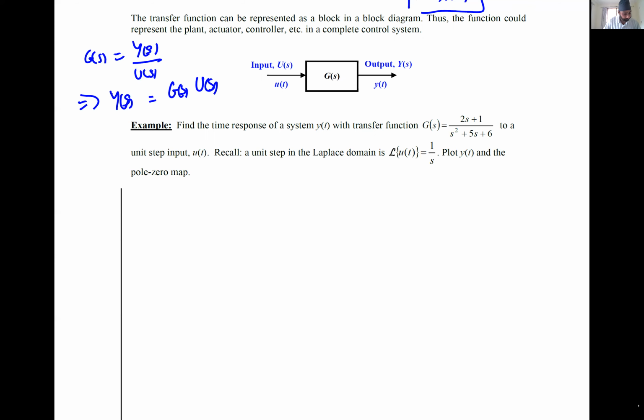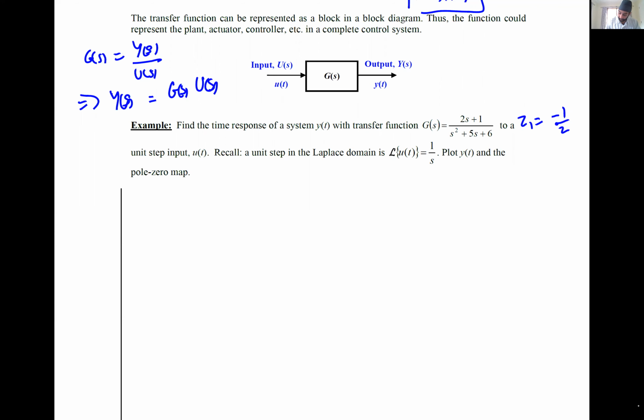Here we can see that G(s) has a zero. The numerator has an order of 1, so it has just 1 zero. That is given by equating the numerator to 0, writing the equation 2s plus 1 equals 0, and solving it. We end up getting the zero as negative half.